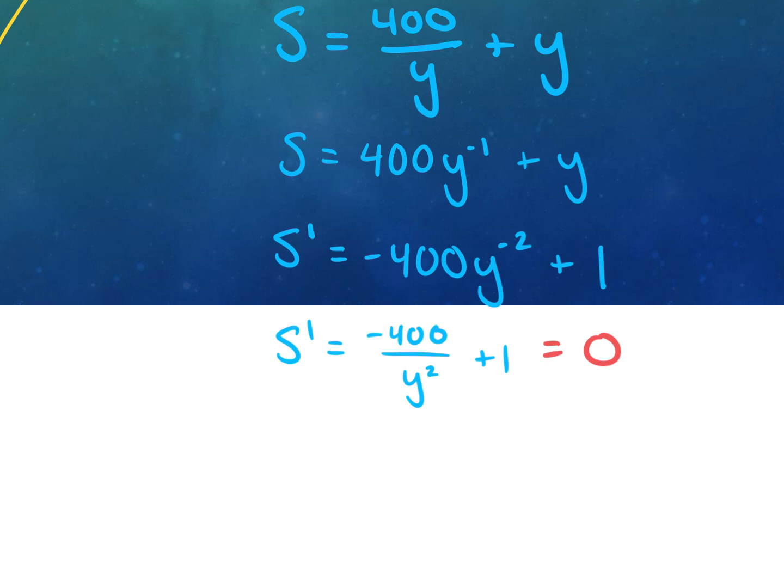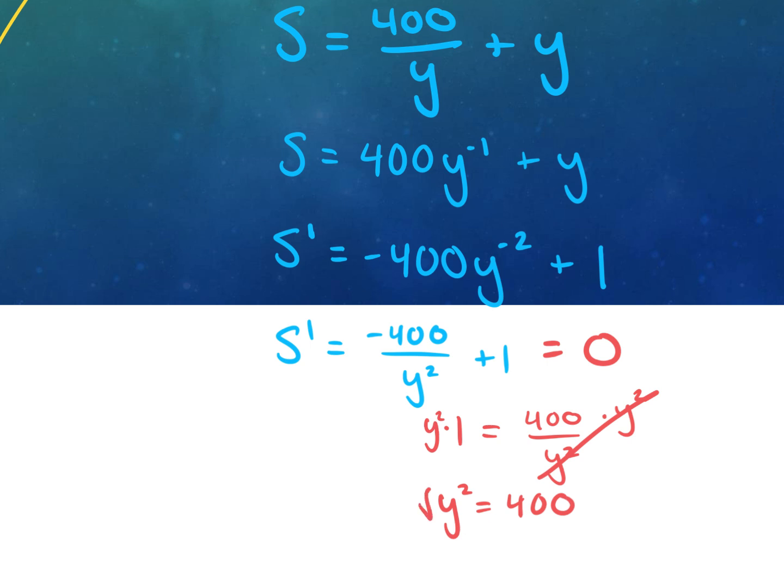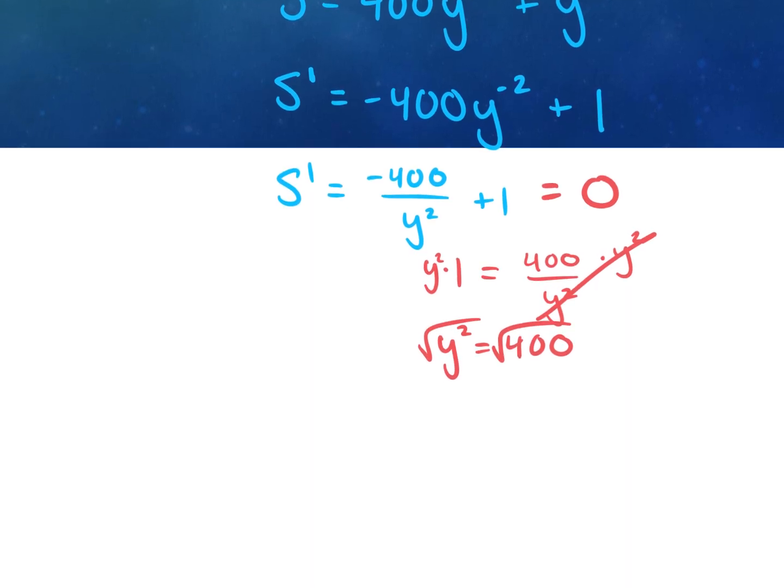So I can add the 400 over y squared to the other side. So I get 1 equals 400 over y squared. We can multiply both sides by y squared. So y squared equals 400. Take the square root. What would y equal? So y would equal 20.